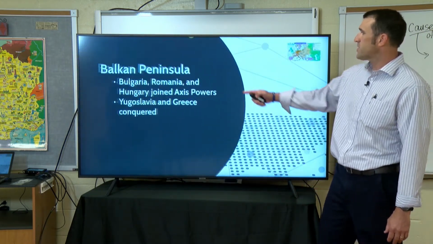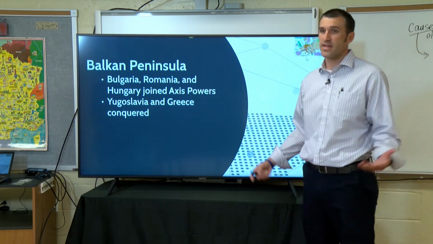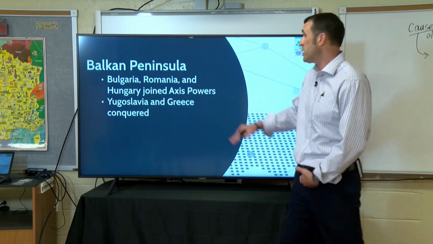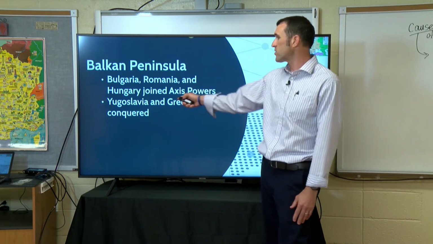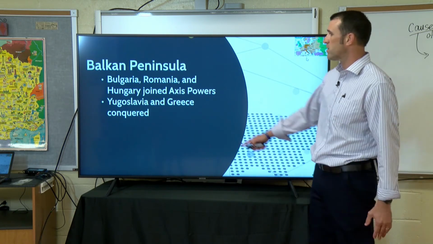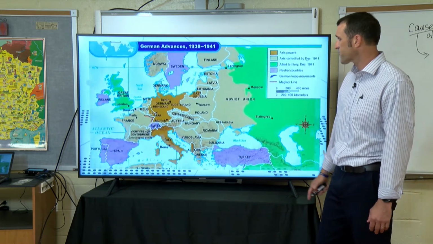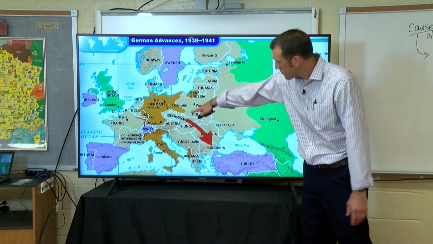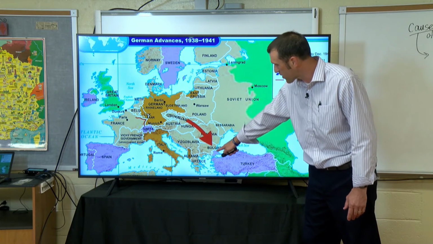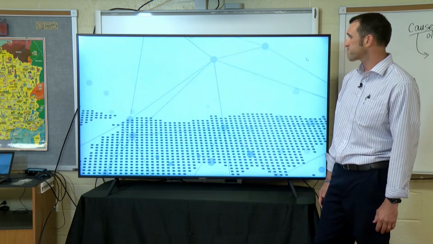And then they turned to the Balkans. Bulgaria, Romania, and Hungary, instead of fighting against, actually joined. If you can't beat them, join them. So they joined the Axis powers. Yugoslavia and Greece decided they were going to try to fight. Didn't work out too well for them. They were both conquered in just a matter of days. Right here, Czechoslovakia, Hungary, Romania, Bulgaria, and then Yugoslavia and Greece were conquered.